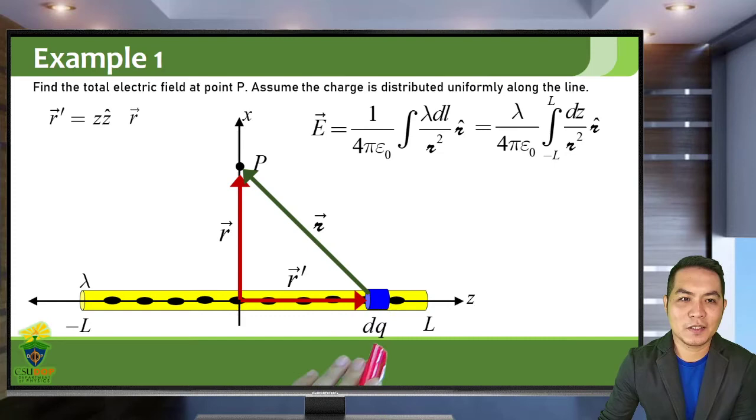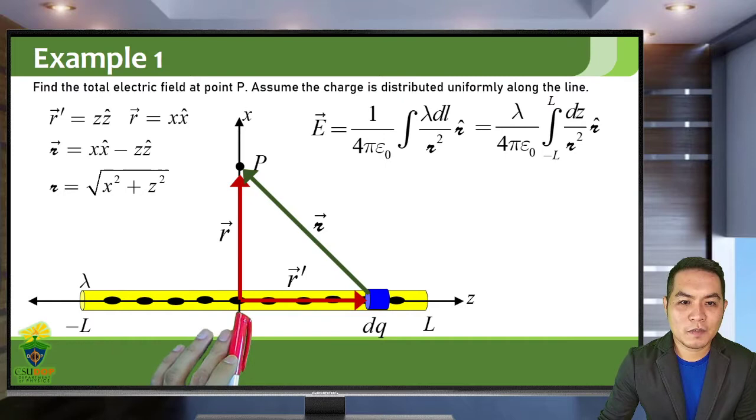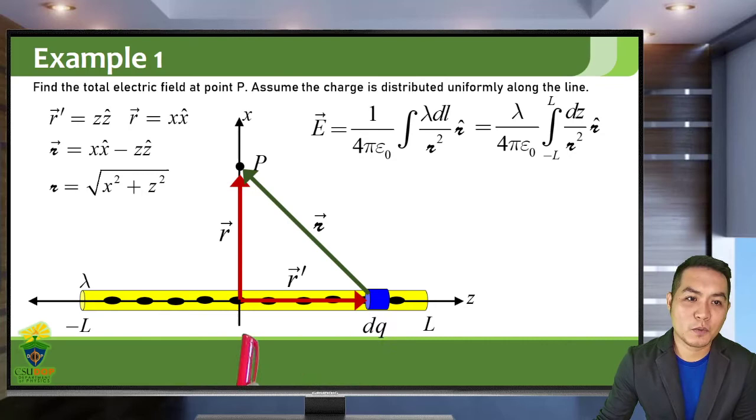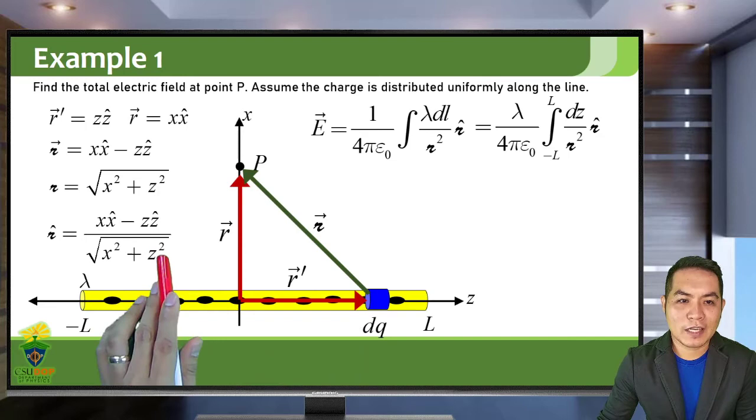Our field vector is along the x-axis, so x hat, and the separation distance vector is just x hat minus z hat. Okay, so the magnitude of this, by Pythagorean theorem, this is z, this is x, so therefore the hypotenuse is square root of x squared plus z squared. So we can now write our unit vector like this. The separation distance vector divided by the magnitude.